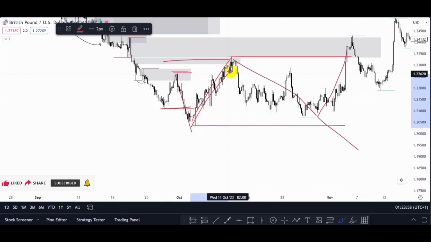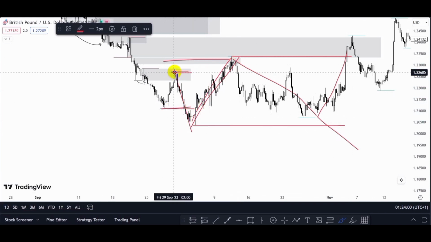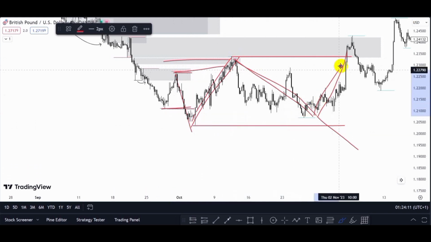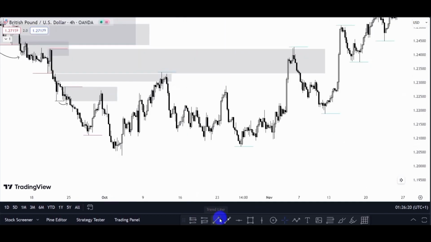Now price pushed to the upside and took out this. We have a change of character here. And then price returned to the downside without moving to break this low point. And then we have a push to the upside that also took out this point here. So we are now in a bullish institutional order flow because we have our change of character and now we have a break of structure here.